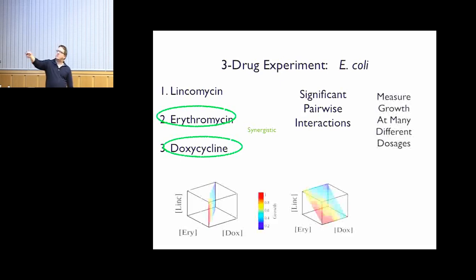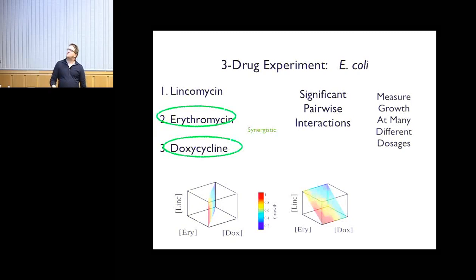This is just an example of a plane through the three-dimensional drug space. These are growth planes. We tried to measure random planes, so we got pretty pictures, and then we randomly sampled the space in a relatively naive way to get an idea of what this looks like over different dosage concentrations. Then we can compare to the predictions we made without putting the drugs together, based only on what happens when the drugs are in pairs.